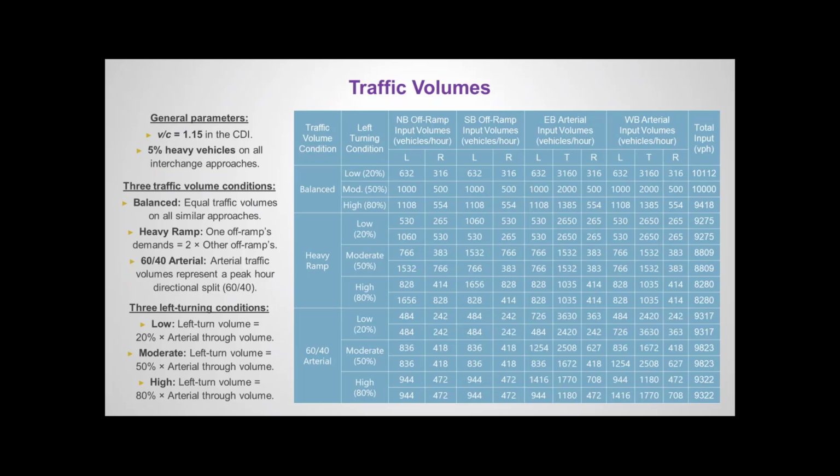And this is just a detailed list of the traffic volumes that I used to simulate very congested traffic volumes and congested diamond interchanges. I used a volume to capacity ratio of 1.15 in the CDI using critical lane volume calculations and analysis, 5% heavy vehicles. Also considered 3 traffic volume conditions: balanced, heavy ramp, and 60/40 arterial. All are pretty typical of many service interchanges that you would find in the field.